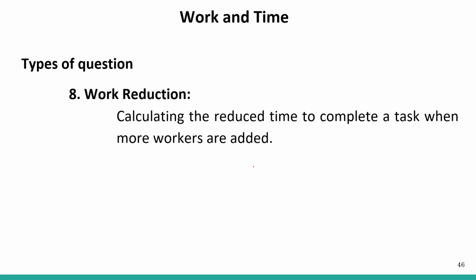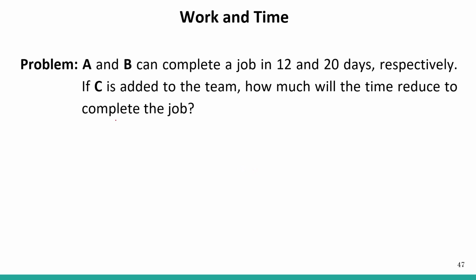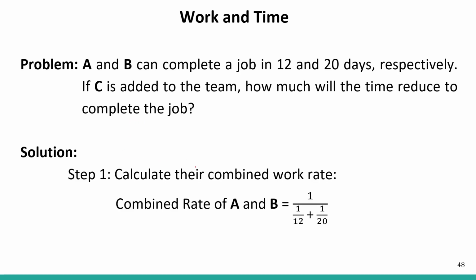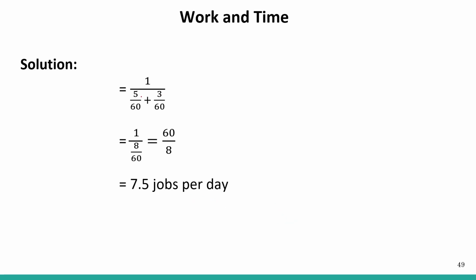Work reduction: calculating the reduced time to complete a task when more workers are added. So if A and B can complete a job in 12 and 20 days respectively, if C is added to the team, how much will the time reduce to complete the job? So calculating their combined work rate. Combined work rate of A and B is equal to 1 by 12 plus 1 by 20. Okay. So 5 by 60 plus 3 by 60 is equal to 8 by 60.